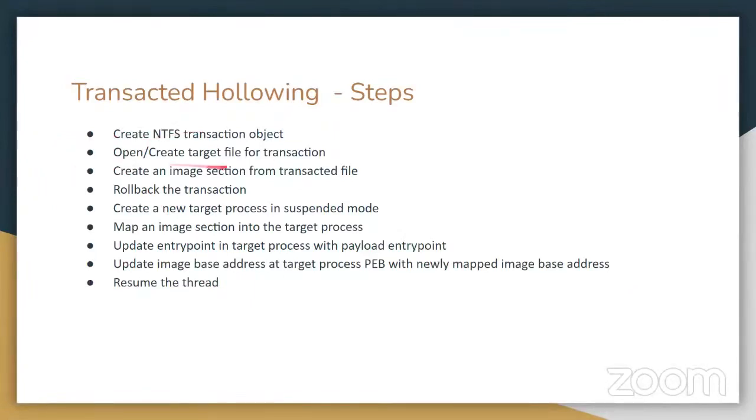After that, we will open the target file for the transaction and we will write our payload into this transacted file. Once we write our payload into that transacted file, we will create an image section out of it. After we create the image section, we do not need the transacted file. So we will just roll back the transaction, which will completely remove the file from the NTFS system.